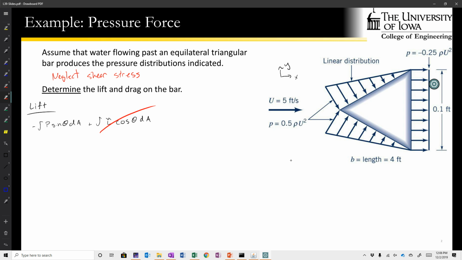And so the question becomes, how do we carry out this integral? Our approach here is, because we've got three planar surfaces, we're going to split it into three parts. And we're going to number these surfaces with the upper one here as being surface 1, this lower surface 2, and this rear surface 3.